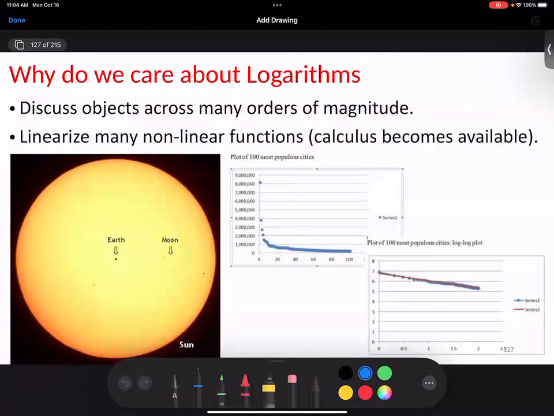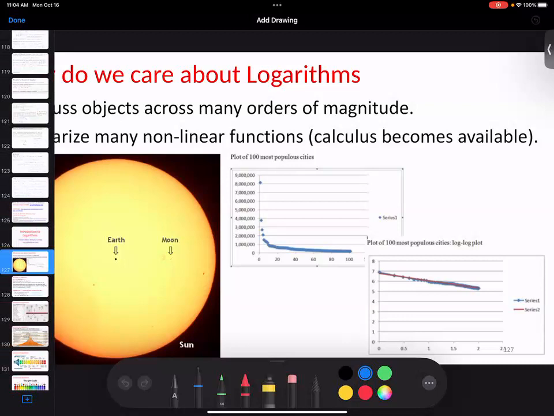When you want to try to see something like this, can you imagine now drawing a human being, or a baseball? You can't really see things that are this many orders of magnitude. The other one which was mentioned is linearizing. So here is a plot of the 100 most populous cities. If I take a log-log plot, all of a sudden, I now have something that looks a lot like a straight line.